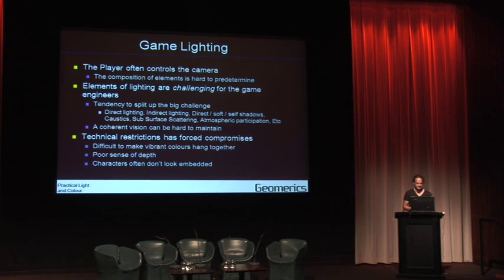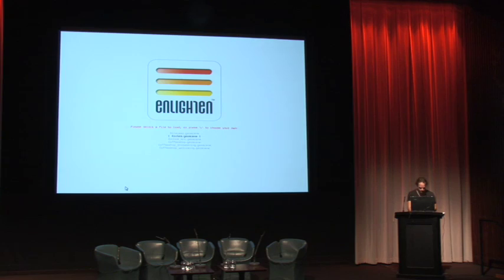Also, in terms of games, technical restrictions have forced certain compromises, at least that's what we believe. We tend to use desaturated gray colors. Sometimes you don't have that good a sense of depth because if something is in shadow, it tends to be very flat. Characters don't really look embedded. So it takes us to our first demo.